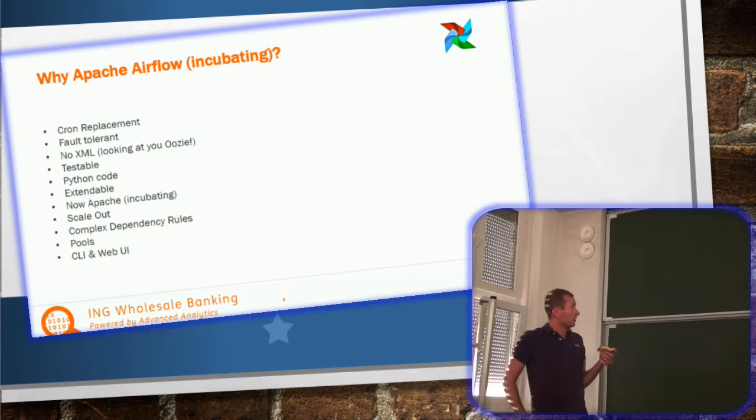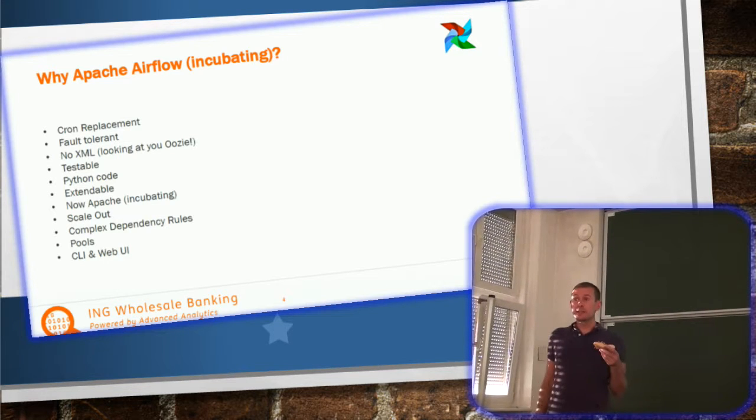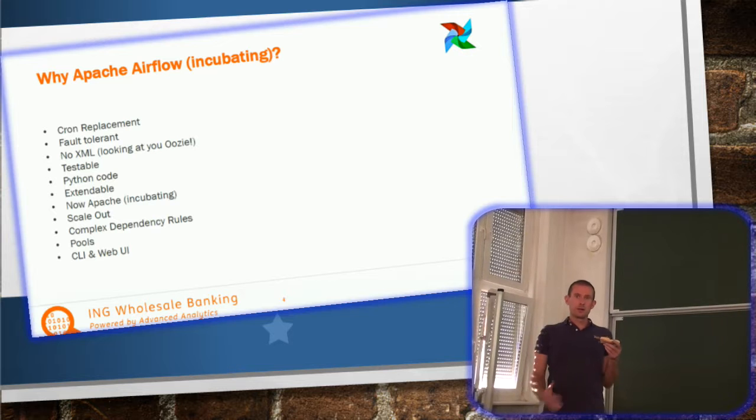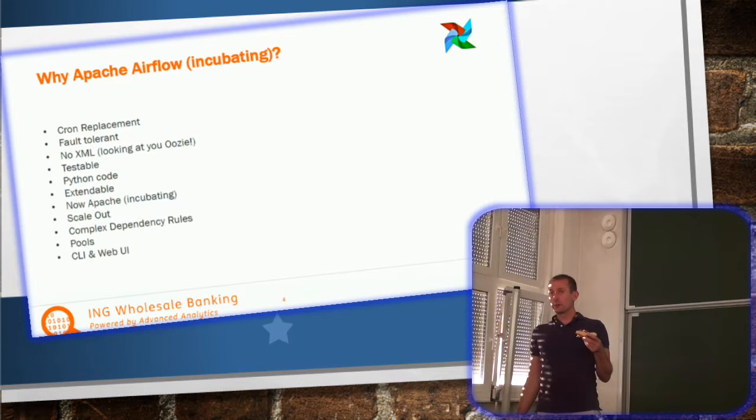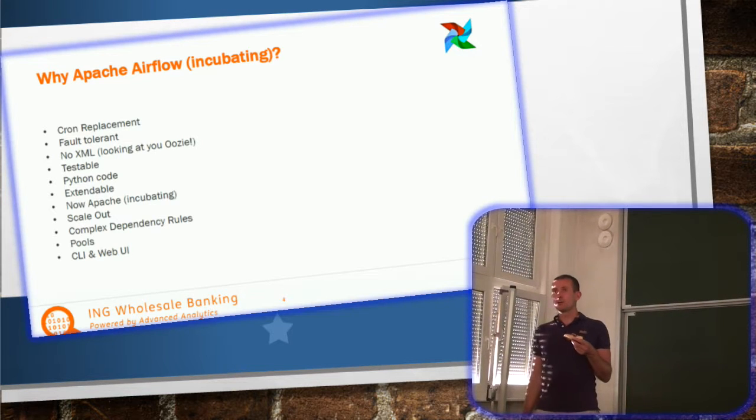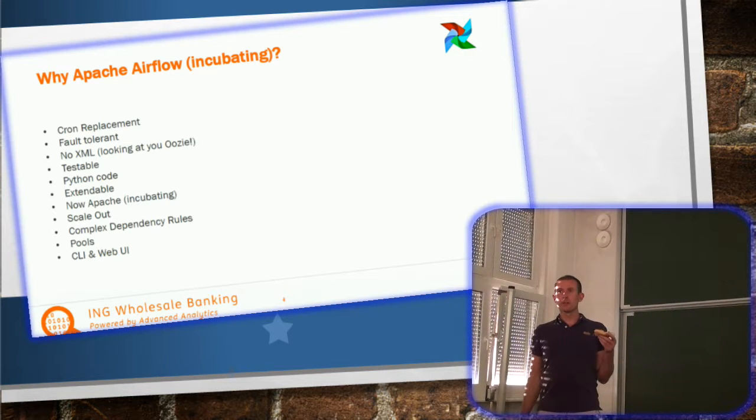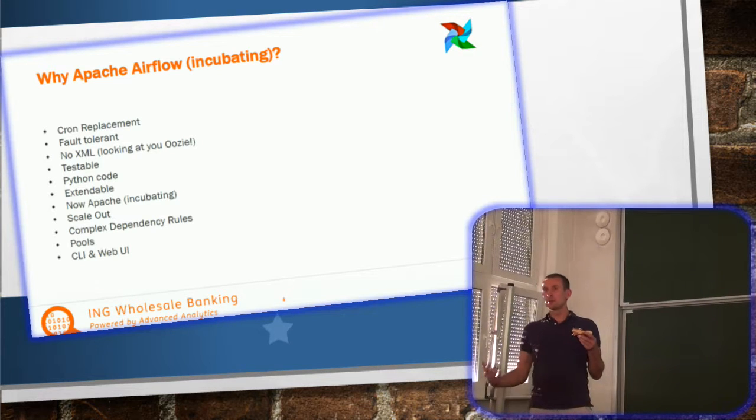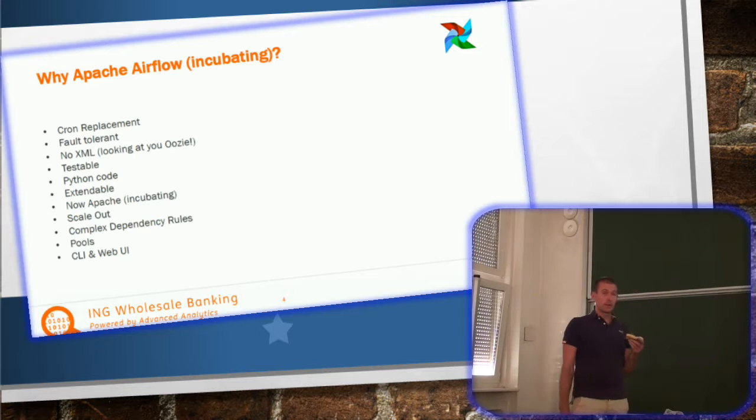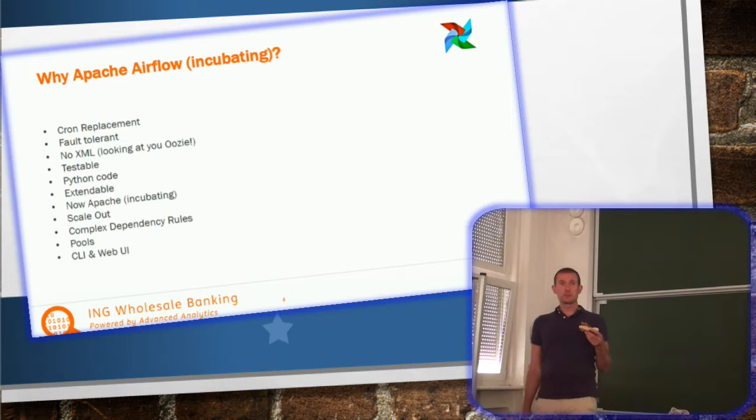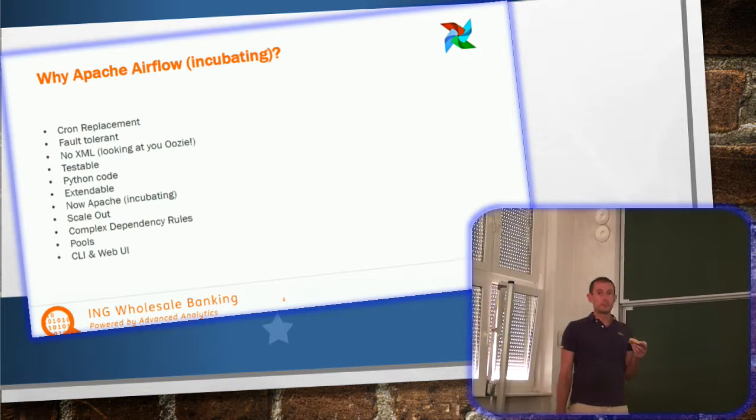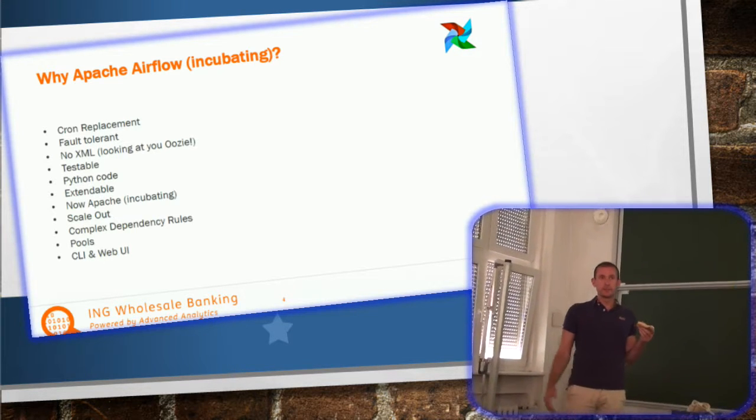Like I said, it's Python code, so it's pretty extendable. A lot of people provide PRs to Airflow itself, or they write their own plugins, their own operators, their own hooks, for their own sometimes proprietary backends, like we sometimes have at ING as well. Obviously, it became interesting to us as well because it was Apache Incubating, but I got involved before that, and because of that, I became an Apache committer.